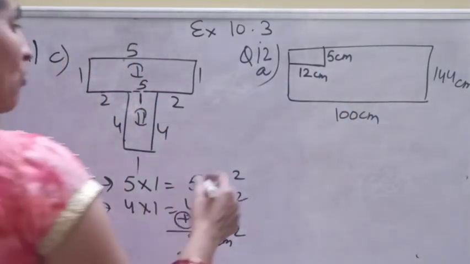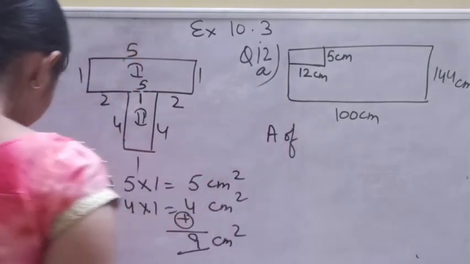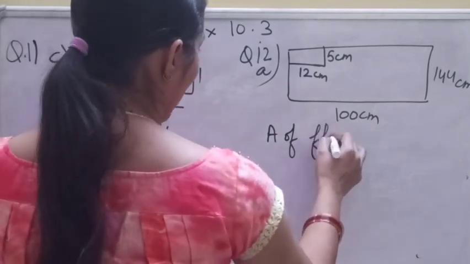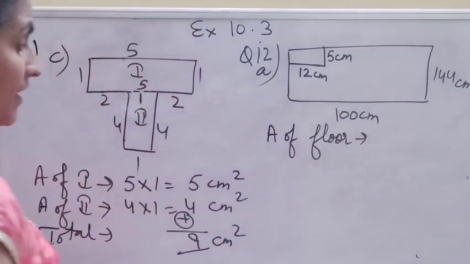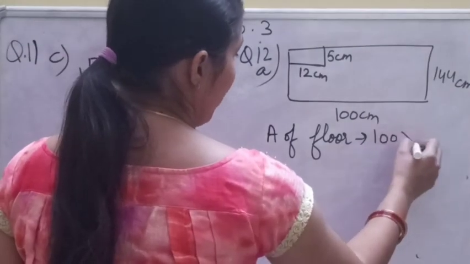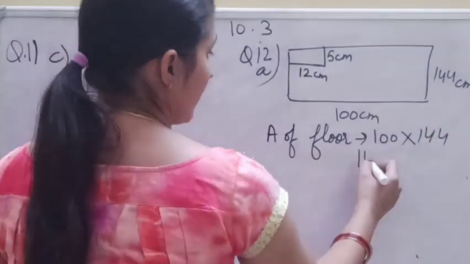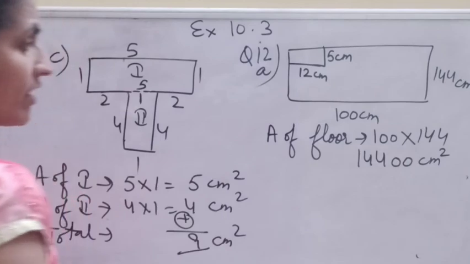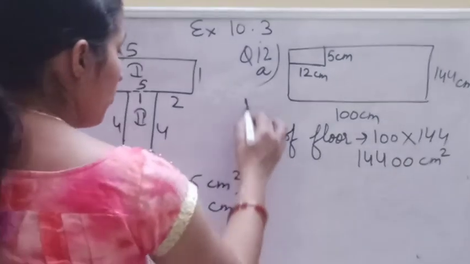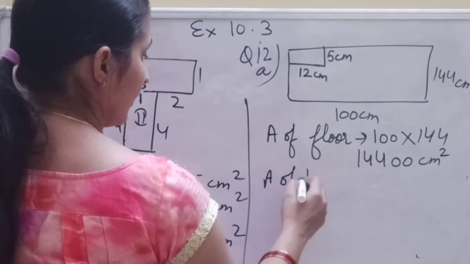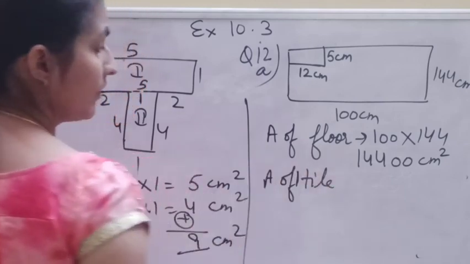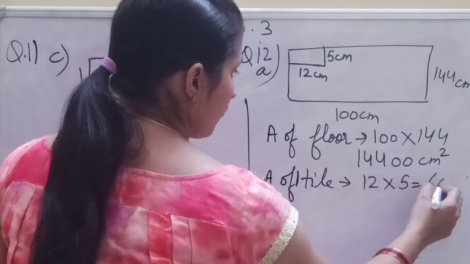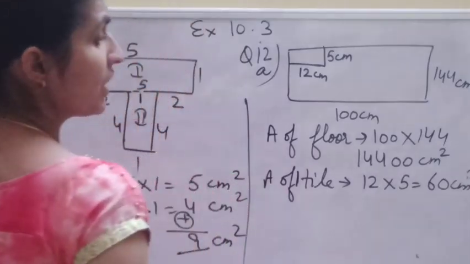So what we will do? First find the area of the floor or space, the total space. So that is length into breadth. So that will become 14400 centimeter square. Now what is the area of one tile? That is again length into breadth. So 12 into 5. 12 into 5 is 60 centimeter square.